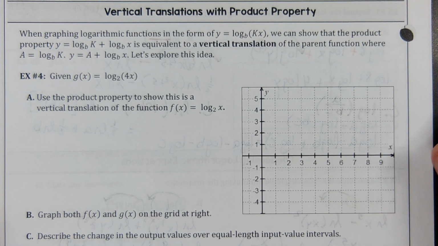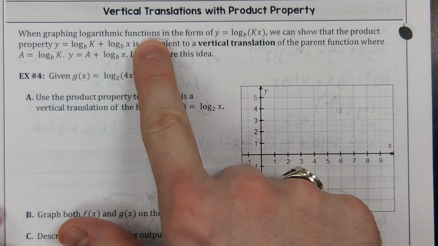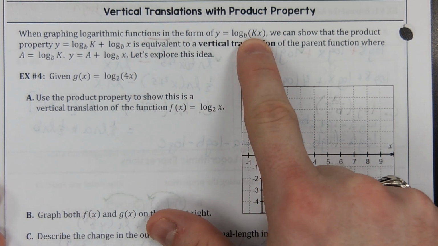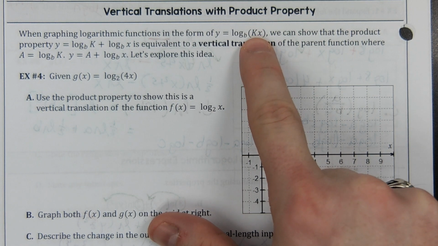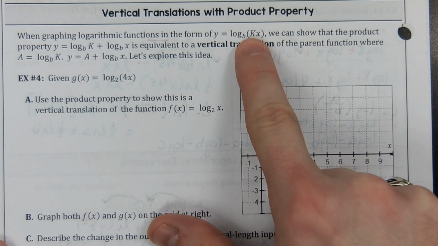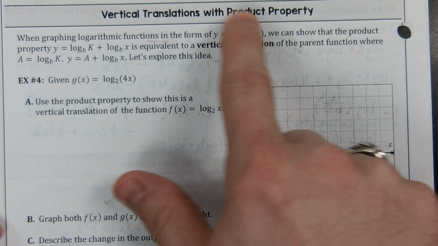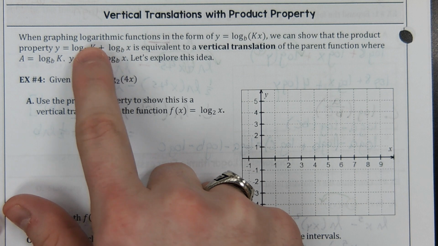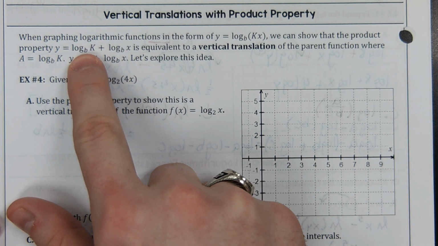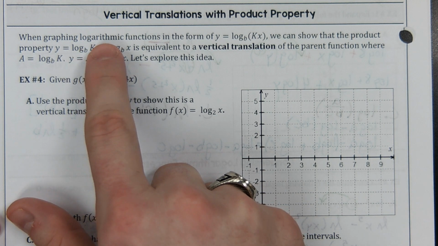Okay, vertical translations using the product property. When graphing logarithmic functions in this format, where k is a constant, we can use that product property to say, hey, look, there was a multiplication in this argument. And since there's a multiplication in this argument, I can write it as the addition of 2 logarithms. But if k is a number, then log base b of k is a number that we're adding to log base b of x.